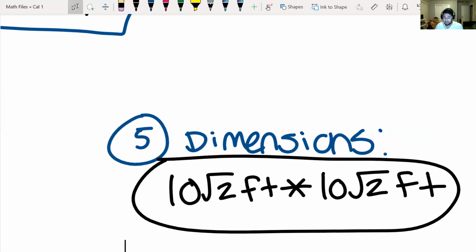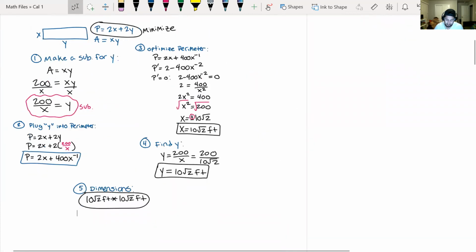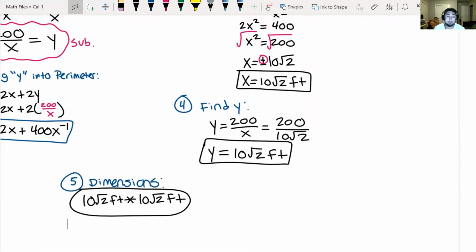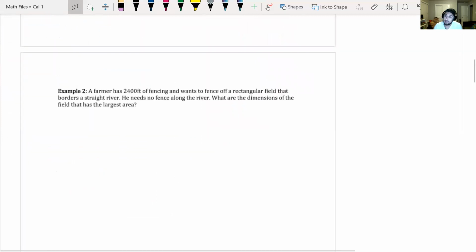Okay, which means that if we're going to optimize this rectangle, it becomes a square, meaning the sides are the same. All right, so optimizing a rectangle becomes a square because nobody likes rectangles. Trust me, nobody likes rectangles. Okay, let's move on. Okay, that's optimization.